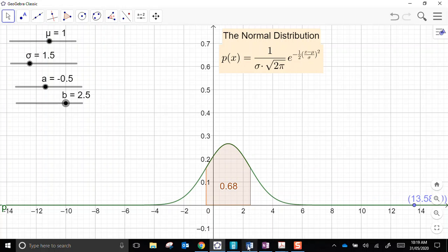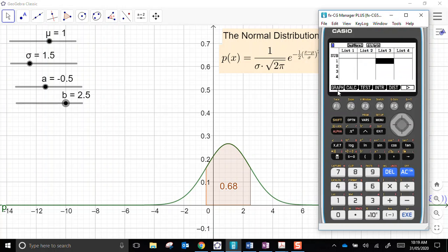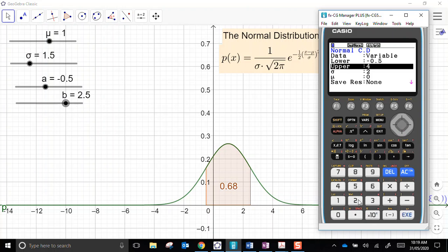Now, how do we use our graphing calculator to tell us this sort of information? Well, let's just pop back to here. So we go into distributions, we go to normal distribution, and this time we are looking to calculate the area underneath, so we need a cumulative distribution, the normal cumulative distribution. Now lower and upper here refer to the lower and upper limits of this integral. So my lower limit is -0.5, my upper limit is 2.5.